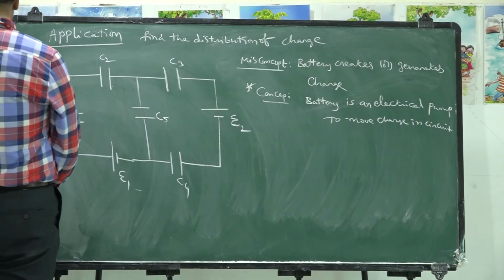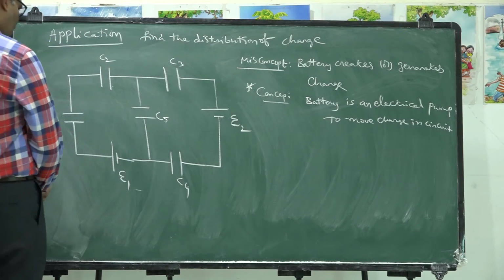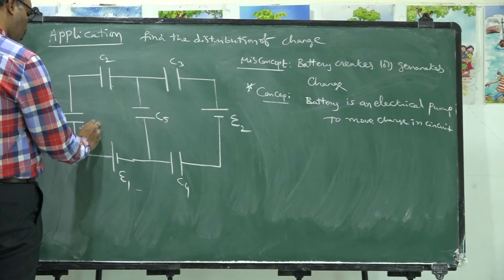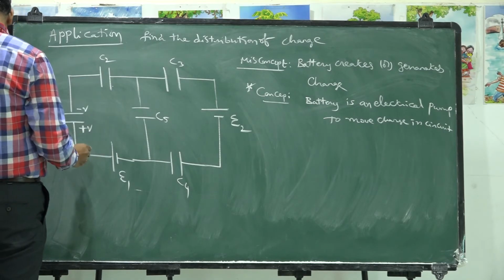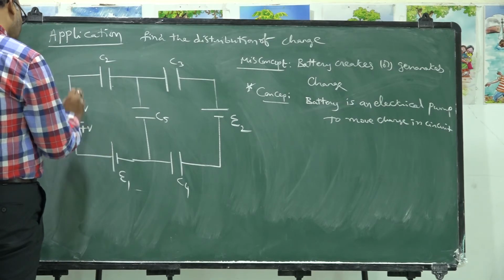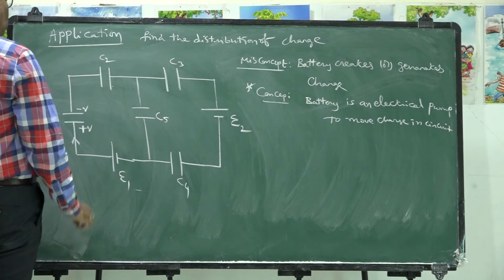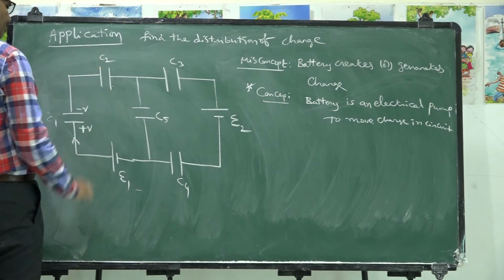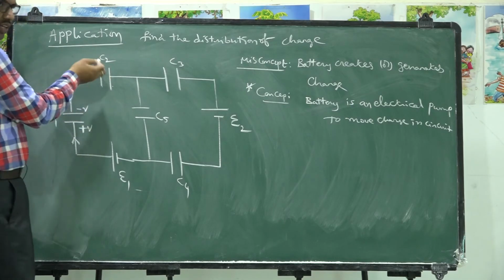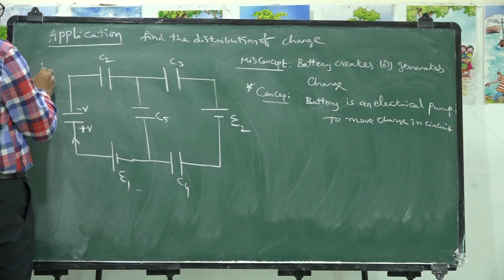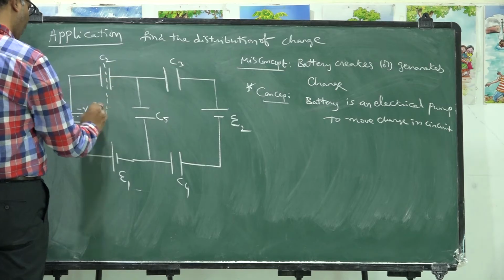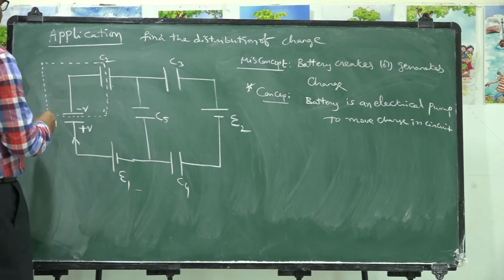Now, in order to understand the distribution of charge here, let us suppose this plate is having plus Q. So obviously it will have minus Q. So Q is the charge moving through this capacitor in this direction. Now what is the charge available on this plate? In order to understand the charge available on this plate and the nature of charge, whether it is positive or negative, let me take an isolated system here. This is an isolated system.